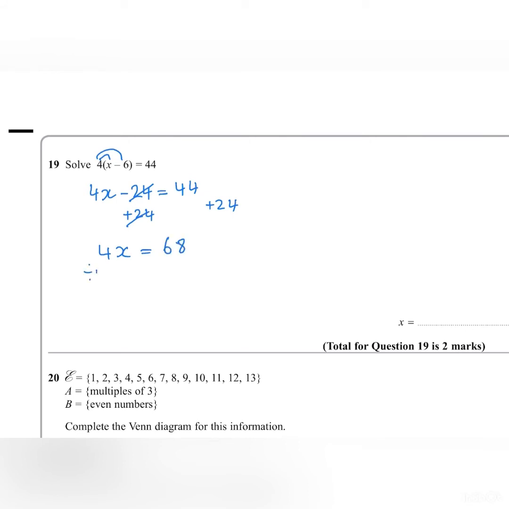And then divide both sides by 4, and x equals 68 divided by 4. So again, you can use a calculator. So that is 17. So 17 is the answer for this.